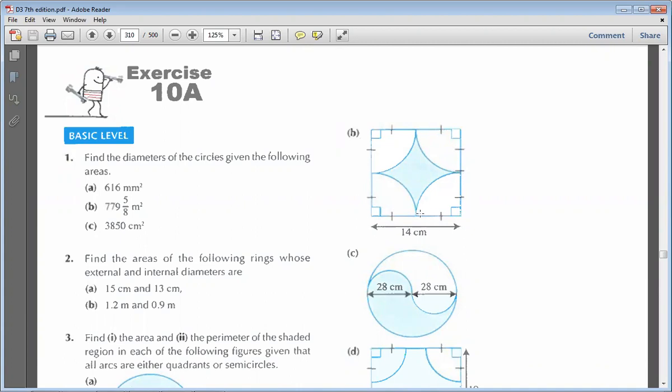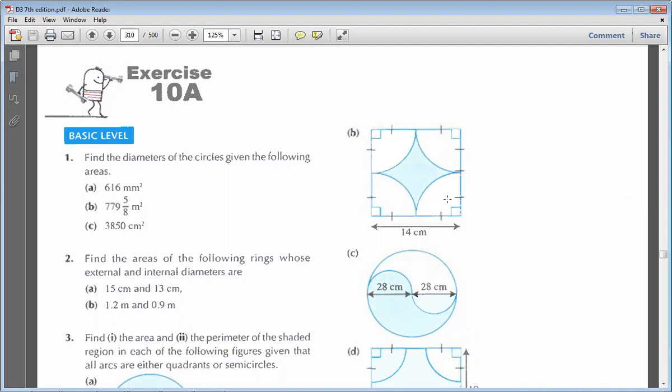So these white things, they are quadrants. So what's a quadrant? A quadrant is basically when you divide a circle into 4 equal parts. So each part is a quadrant. For example, if you order a pizza and make it 4 pieces only, then each piece will be known as a quadrant. If you divide a circle into 4 parts, each part is known as a quadrant. And here you can see there are 4 quadrants shown.